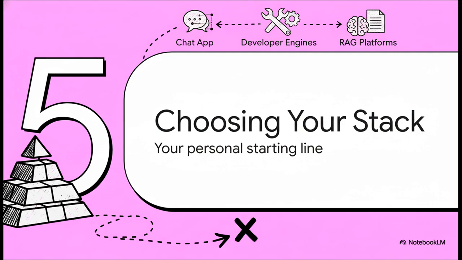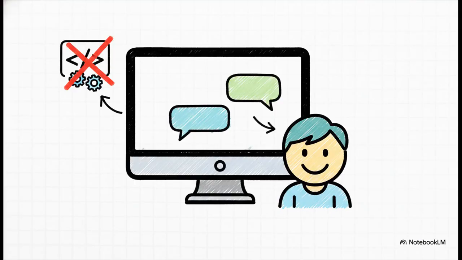Whew, okay. We have covered a lot of ground, right? From simple chat apps to developer engines to these powerful RAG platforms. So what's the big takeaway? Where should you actually start this journey? Look, if you're totally new to all of this and you just want to play around without touching a single line of code, your first download should be LM Studio. Its polished interface just makes it incredibly easy. You'll be up and running, chatting with a powerful AI almost instantly.